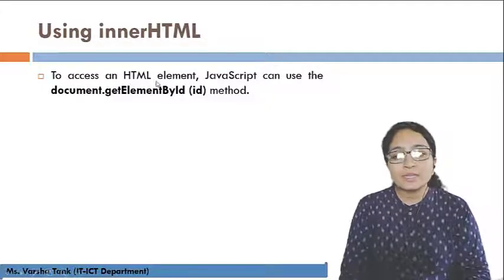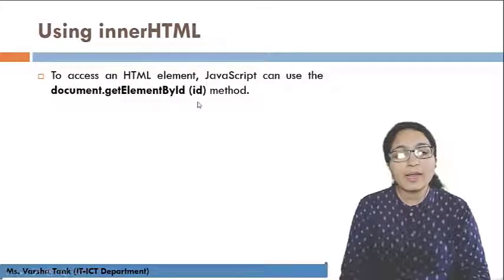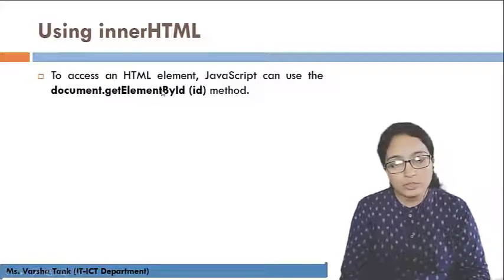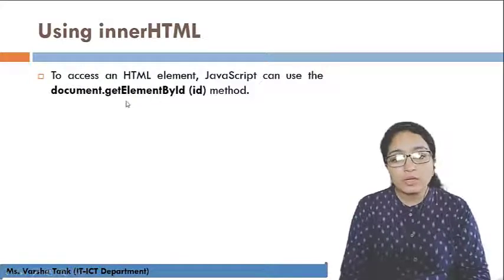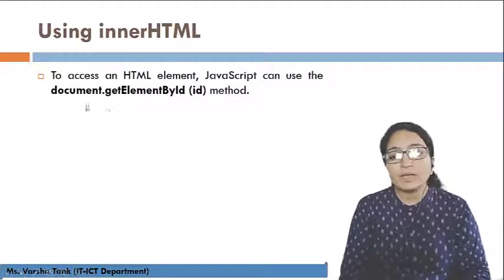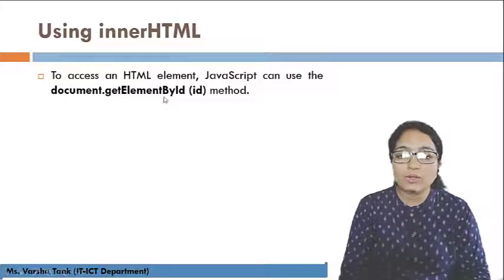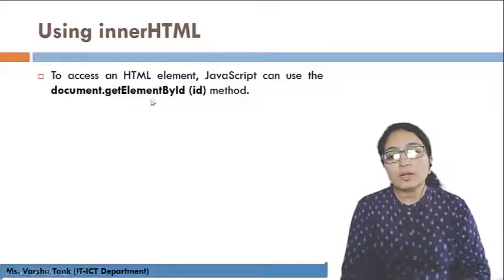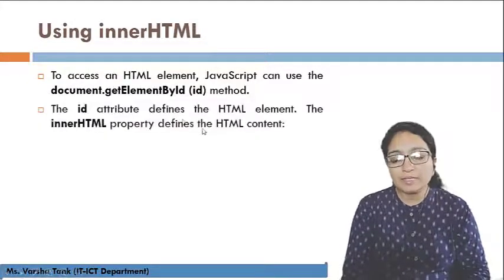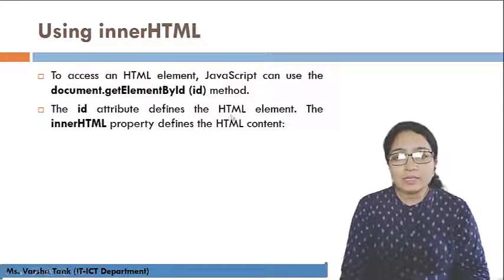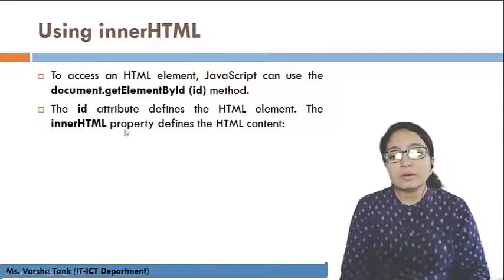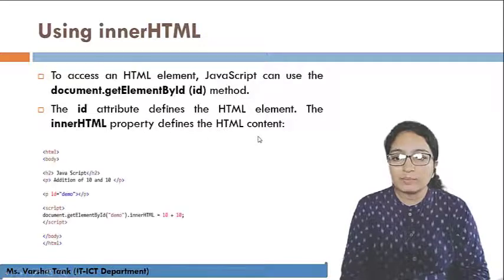To access an HTML element, JavaScript can use the document.getElementById method. For that, you have to use this. This is one of the DOM methods that we will see in the DOM lecture also, the Document Object Model. Here we are learning about using innerHTML. Using this, you can display the output. The id attribute defines the HTML element, and the innerHTML property defines the HTML content.